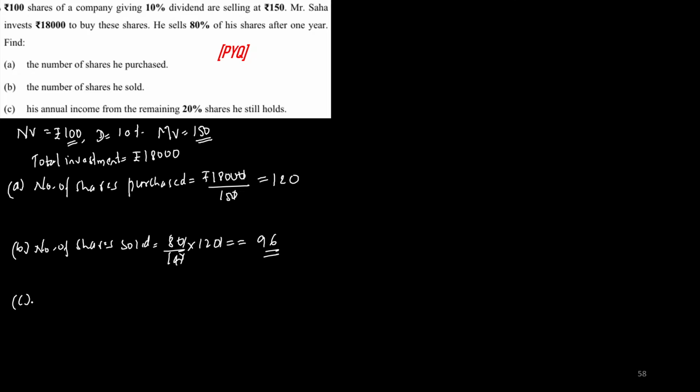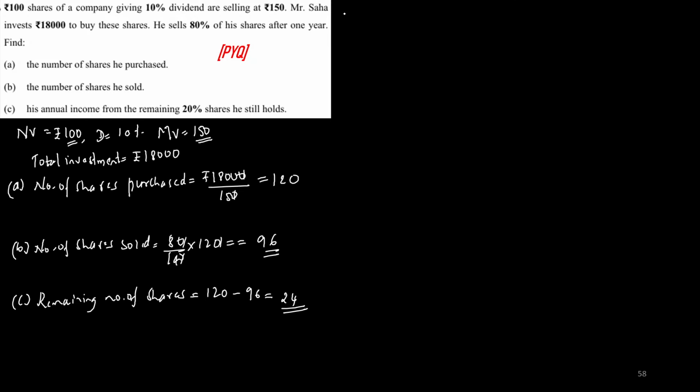So the third one is his annual income from the remaining 20% of the shares. So how many shares are remaining over there? So remaining number of shares is equal to, totally he has 120, out of that 96 shares he has sold, so 24 shares are remaining. Clear? Now you have to find out the annual income from these 24 shares.